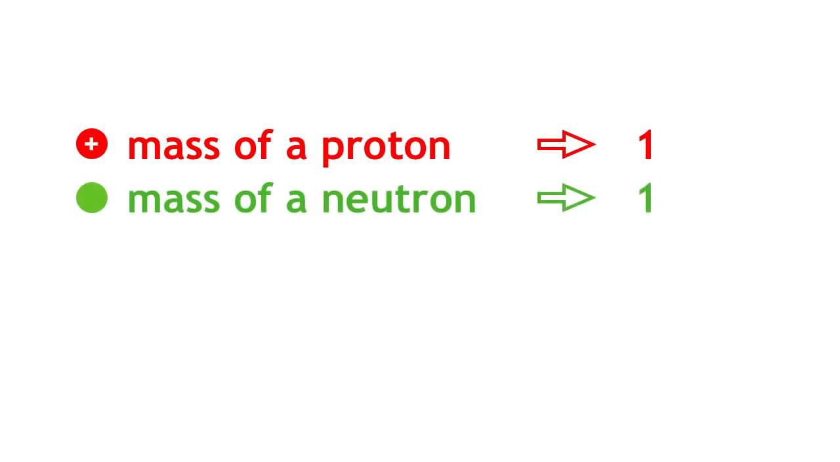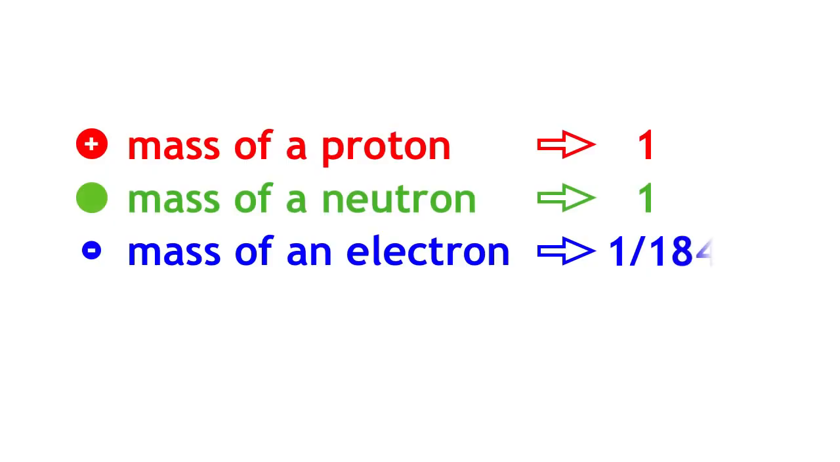We assign the mass of a proton as 1. The neutron has a similar mass to protons and is also given the mass of 1. The electron, however, is much lighter and has a mass of 1/1840.